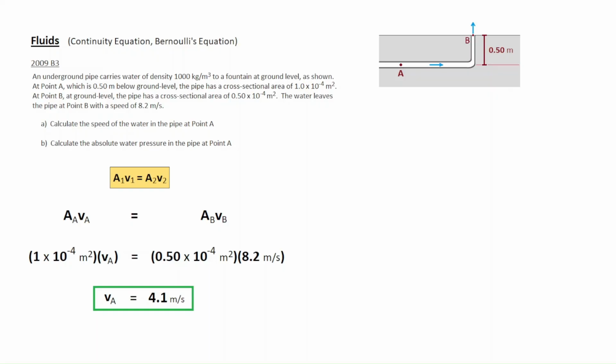Moving on to question B. We are now looking for the absolute water pressure, which is like the total water pressure in the pipe at position A. To get there, I'll first establish some heights. I'll say pipe segment A underground will be my reference point, or a height of 0, and that would put segment B up here at a height of 0.5 meters.